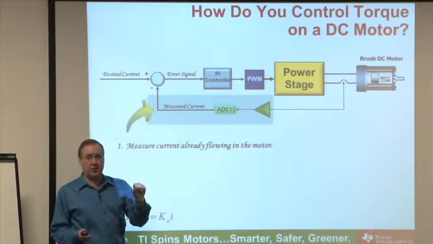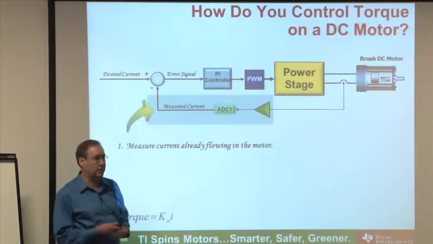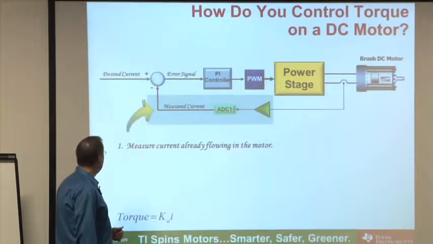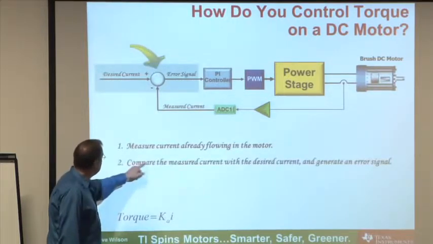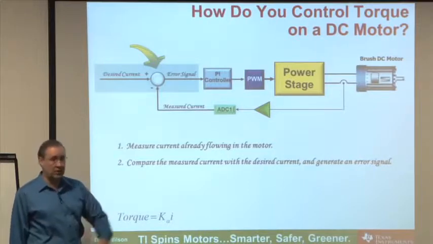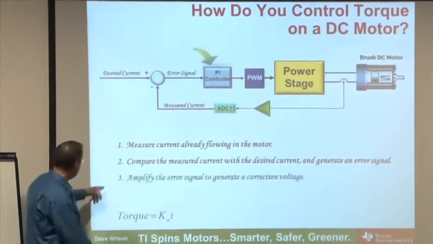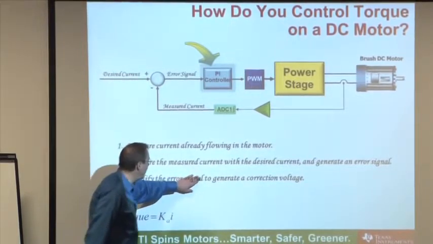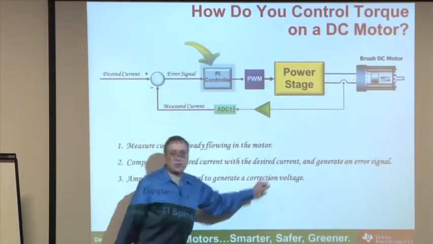We go out and sample the current in the motor with a shunt resistor, with a Hall effect sensor or LEM sensor, whatever you want to do. We need to know what is the current that's flowing. Step number 2, compare the measured current with the desired current and generate an error signal. Just going around the feedback loop now. Step number 3, amplify the error signal with some type of controller or control algorithm to generate a correction voltage.